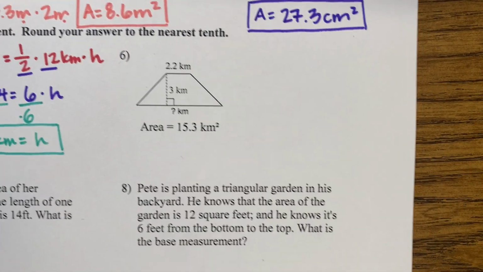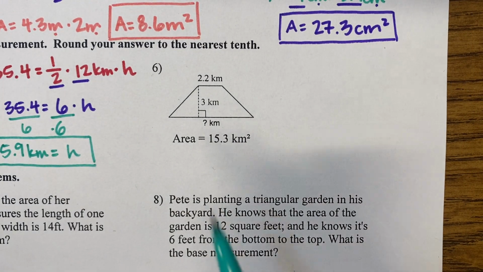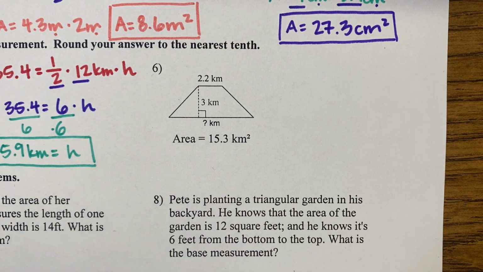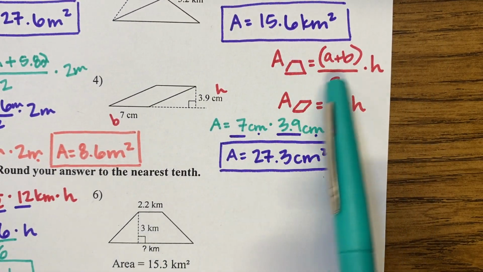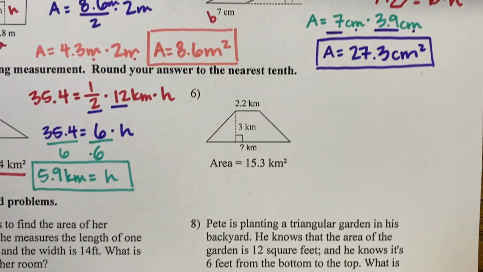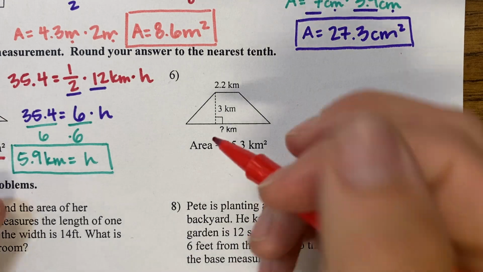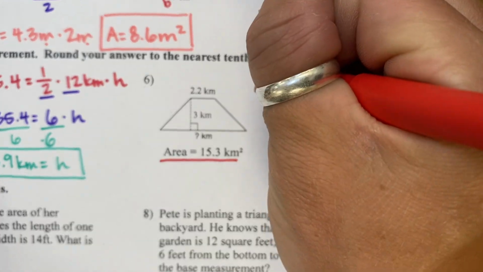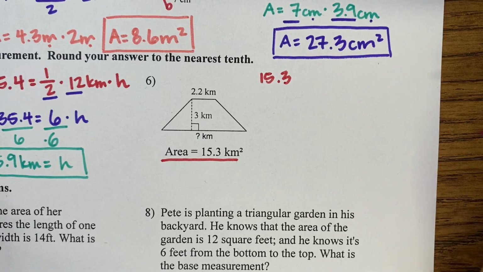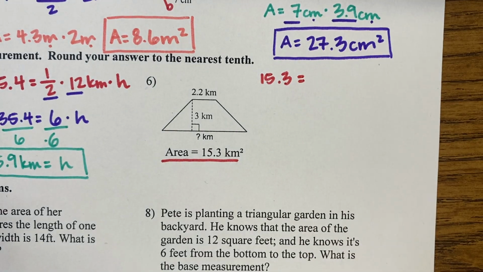Awesome. Okay, number 6, what shape are we dealing with? Because that's going to tell us what formula we have to use. Okay, this is a trapezoid, so we need to use our trapezoid formula. Okay, and notice it already gives us our area. So where I would usually write my A, I'm going to write 15.3 equals. That is my area.